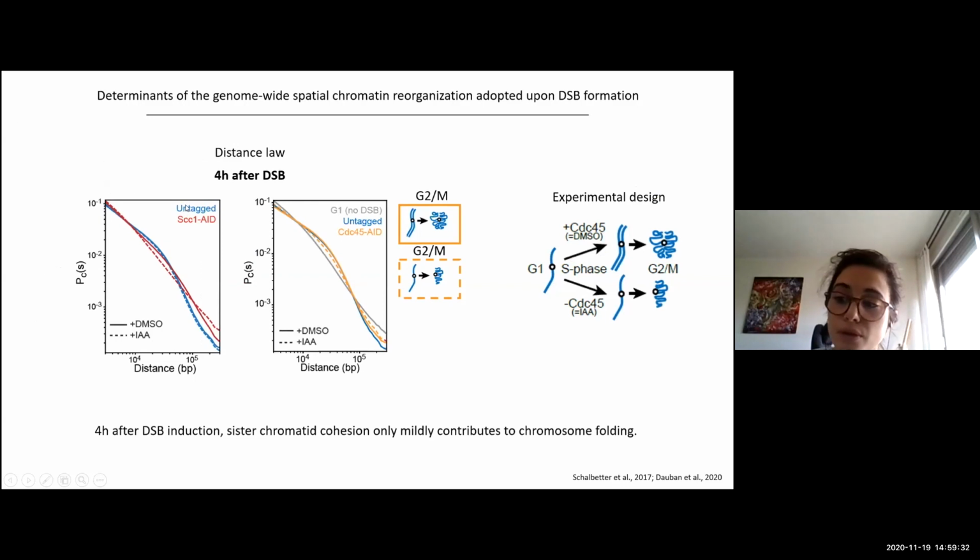We just wanted to check and confirm that the impact of cohesin on global genome organization was mostly independent of sister chromatid cohesion. And this is the case because when replication is prevented by the depletion of the replication factor CDC45, G1 release cells will still show a high level of structuration 4 hours after double-strand break induction. Just to clarify, when you have a double-strand break, either you have 1 chromatid or 2 chromatids, in both situations they can highly structure their genome. So this shows that 4 hours after double-strand break induction, sister chromatid cohesion only marginally contributes to genome folding.